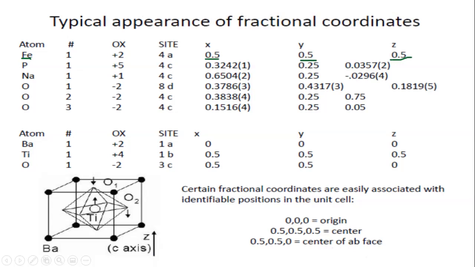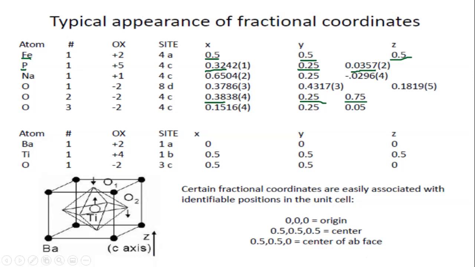What you notice for the iron atom is that we're at a half, a half, a half. For the phosphorus, we're at 0.32, 0.25, 0.035. For one of the oxygens, we're at 0.38, 0.25, 0.75.